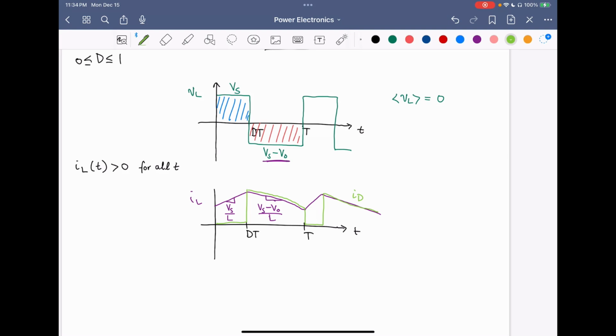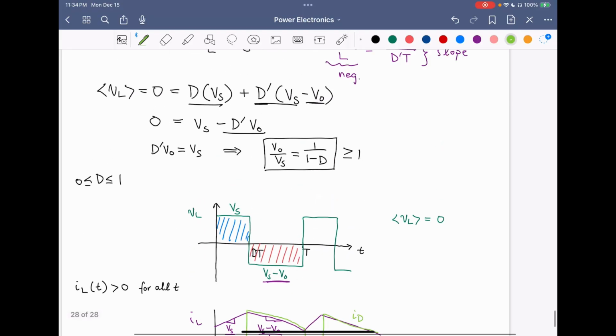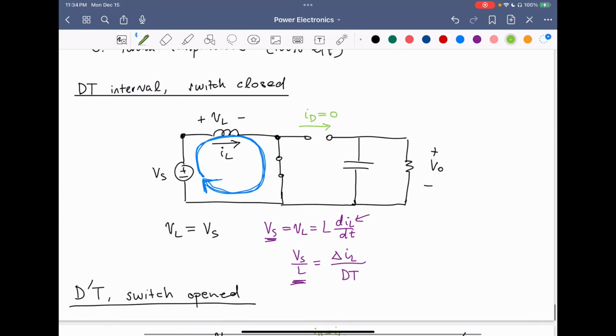What about the capacitor current? So if we note the capacitor current in the dt interval, let's call IC this direction, and then this is IR. Now, because of the small ripple approximation, IR is just equal to V naught over R. So we can see that in the dt interval, the capacitor current IC equals negative IR by KCL. So it equals negative V naught over R in the dt interval.